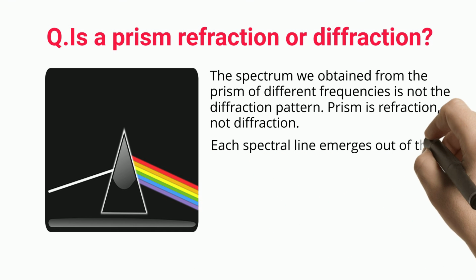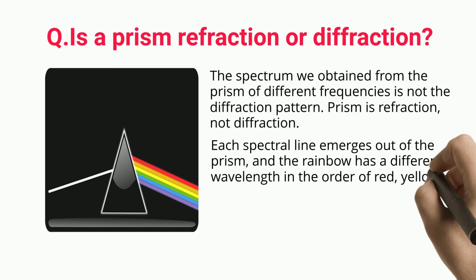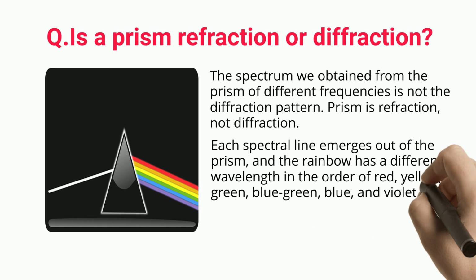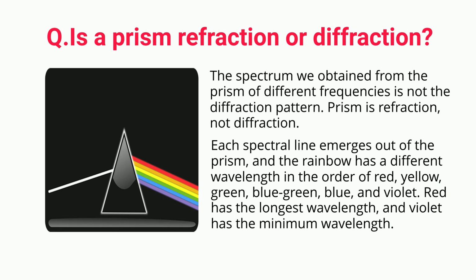Each spectral line emerges out of the prism, and the rainbow has different wavelengths in the order of red, yellow, green, blue, and violet. Red has the longest wavelength, and violet has the minimum wavelength.